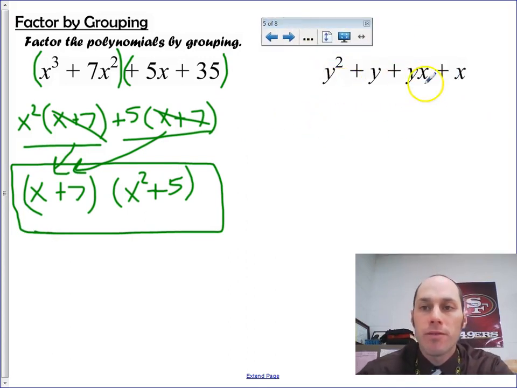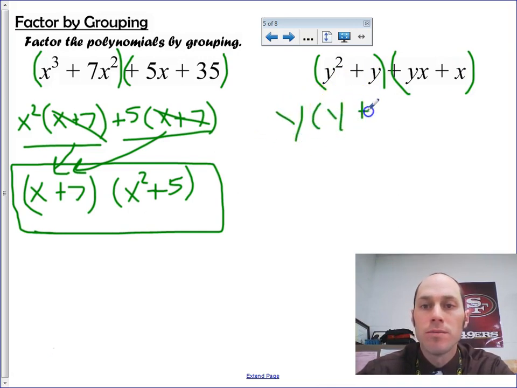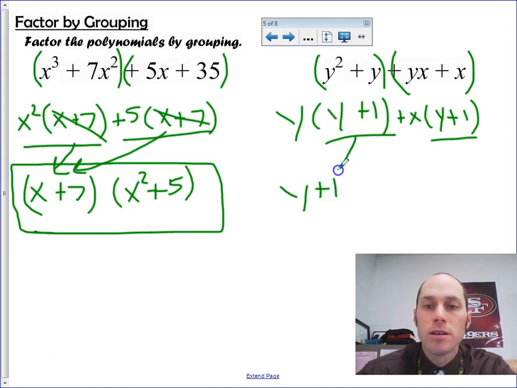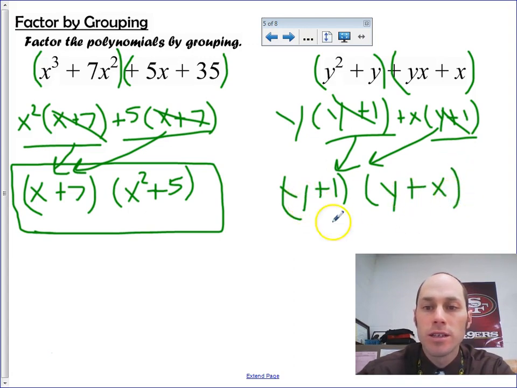Here we've got multiple variables, but I've got 4 terms. Anytime I've got 4 terms, try to factor by putting it into groups. Y squared plus y, I can factor out a y, leaving me with y plus 1. Yx plus x, I can factor out a positive x, leaving me also with y plus 1. When we do the factoring method, we should find a common binomial that we can pull out. So I can factor out a y plus 1. I pull out that y plus 1, and I'm left with y plus x. And our variables are all first degree, so that's as far as we can go.